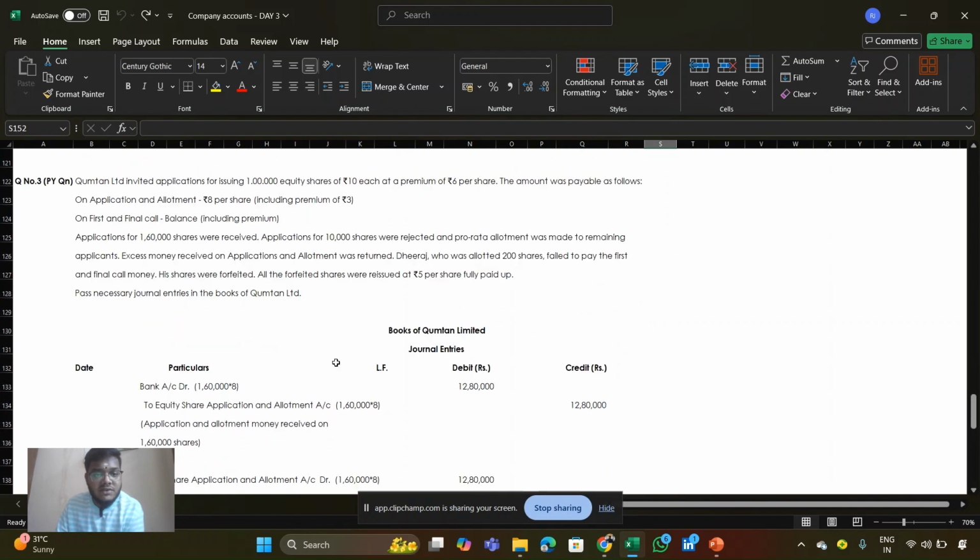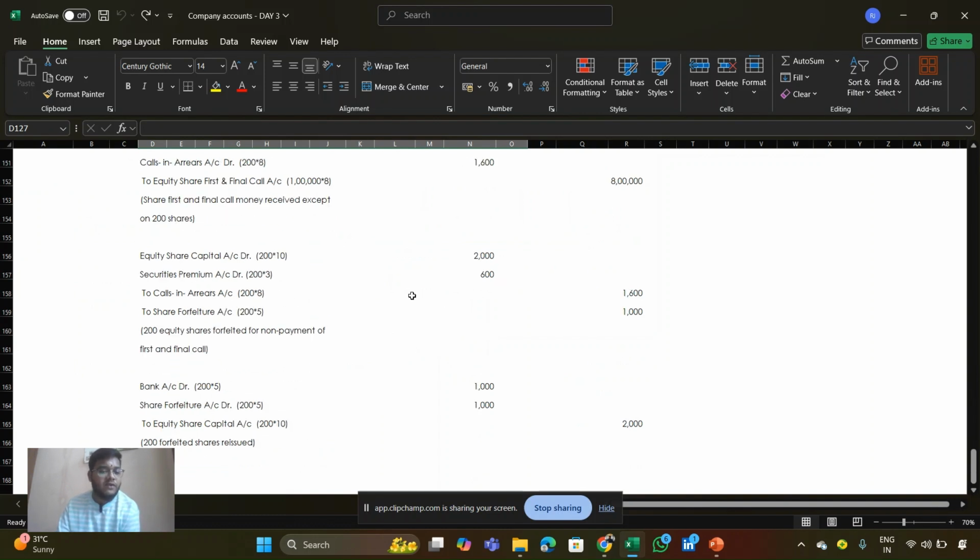forfeiture. What have they said in forfeiture? The shares were forfeited, all the forfeited shares were reissued at rupees 5 per share. Okay, the shares were forfeited. Next, equity share capital account debtor 200 into 10. Equity securities premium 200 into 3. Calls in arrears 200 into 8. To share forfeiture 200 into 5.